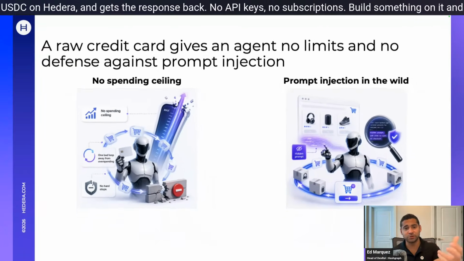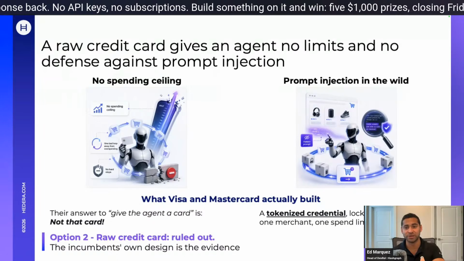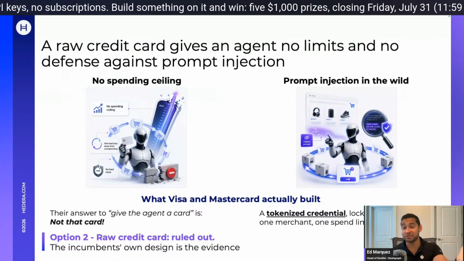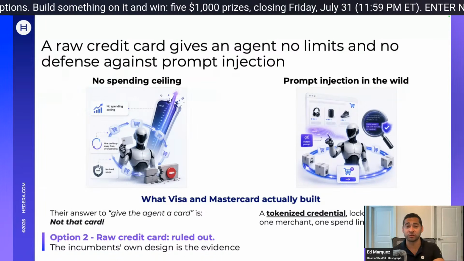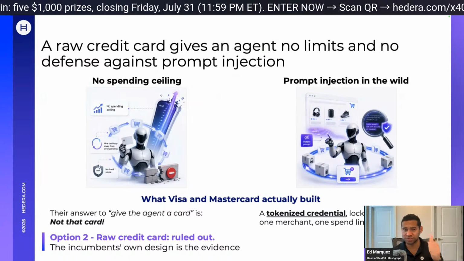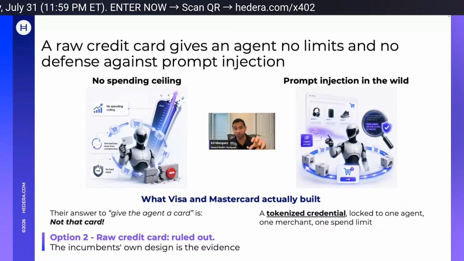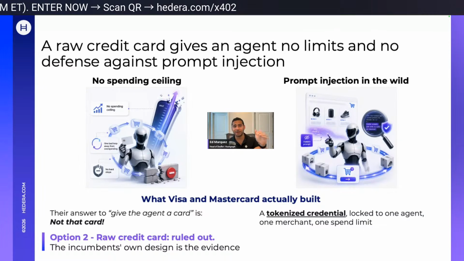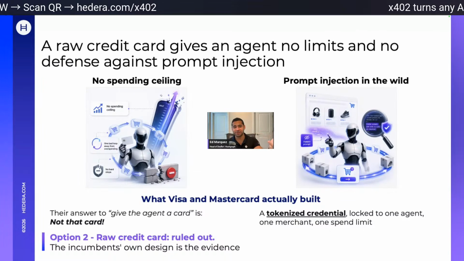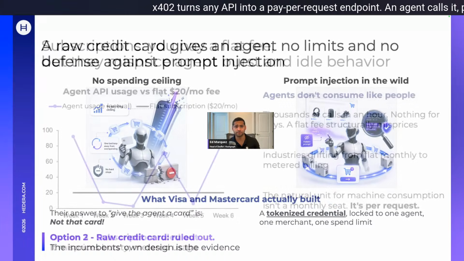Now, here's the tell, right? Because we also have to watch what players like Visa and MasterCard are building. And their answer to give the agent a card is not a regular credit card. They're coming up with tokenized credentials that are locked to a single agent, to a single merchant, and one spending limit. And so when both of these networks are building a new primitive, that's how you can tell that the regular credit card is not the right answer for a large language model.